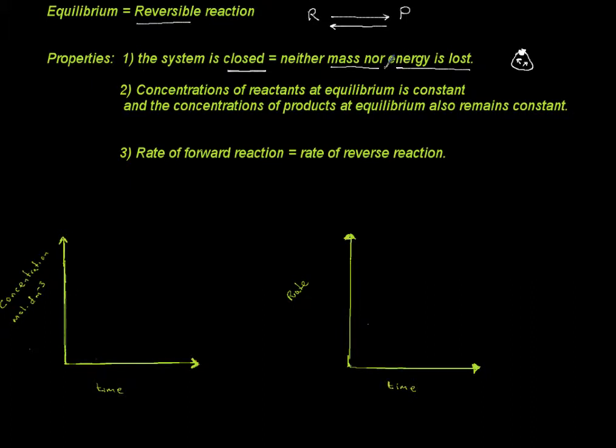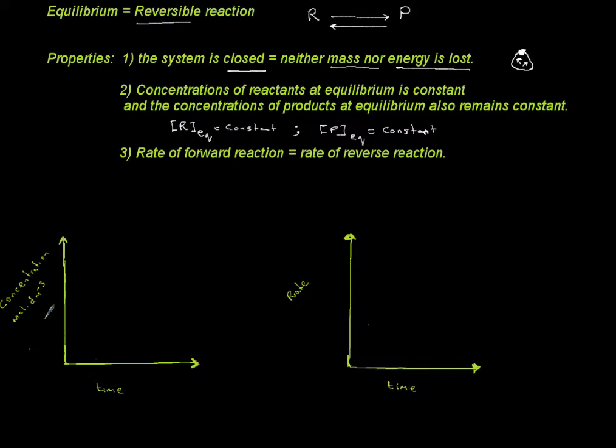The other two properties are that the concentration of reactants at equilibrium is constant, and the concentration of products at equilibrium is also held constant, but they're not equal to each other. So I put brackets to represent concentration, R for reactant, subscript EQ, and I say it's constant once equilibrium is established, otherwise it's changing. And the same thing happens to product. So the concentration of products at equilibrium is also held constant. Not equal to each other, remember that for the sake of answering questions.